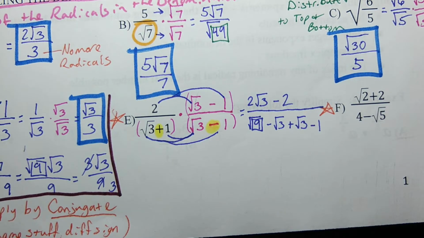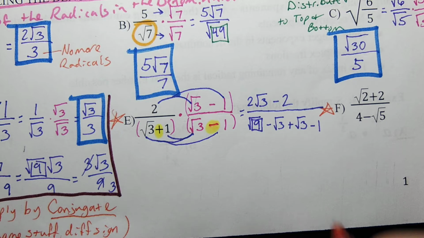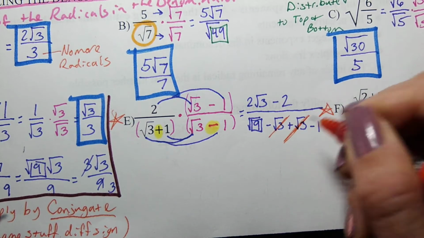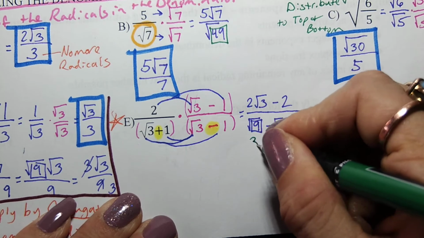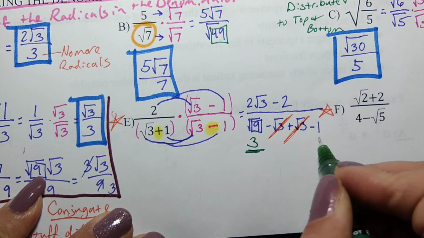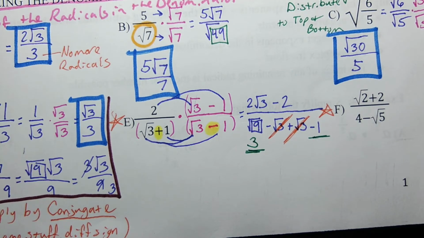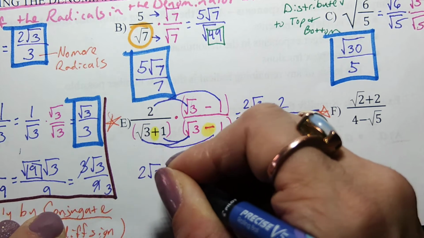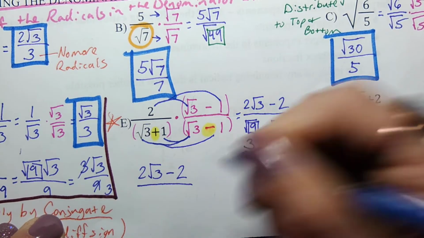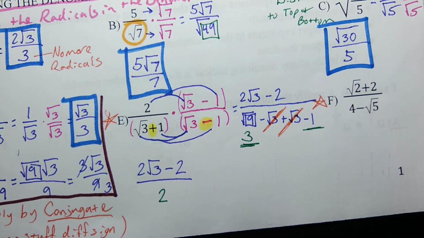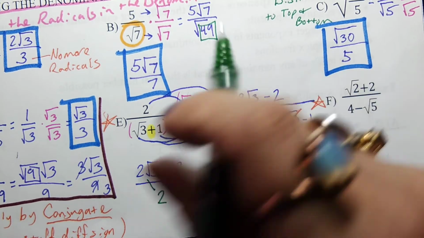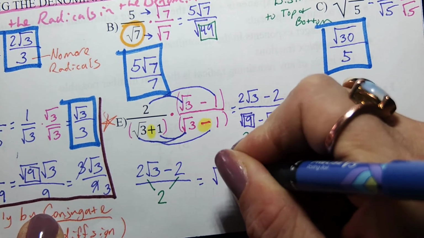If you're like, it doesn't look like you did the job, Miss Cairo, well, we've got a bunch of stuff on the bottom, but look at what happens. Negative rad 3 and positive rad 3, goodbye. And what happens to rad 9? It's 3. So on the bottom, I end up with 3 minus 1, or 2. So I have 2 rad 3 minus 2 on the top, and then just straight up 2 on the bottom. Can I simplify that? Division distribution, take a 2 out of both of those, and we get rad 3 minus 1.